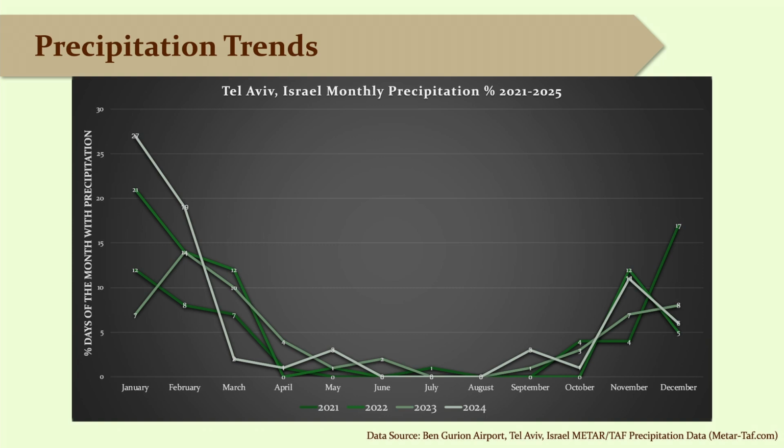Unfortunately, I could not find precipitation data from within the Gaza Strip, so I did find some precipitation data from Ben Gurion Airport in Tel Aviv, Israel, which is about 44 miles north of the Gaza Strip. So not exactly close enough to the Gaza Strip, but it would still give us an idea of what the regional precipitation trends looked like. And in Tel Aviv, Israel, you can see that in 2023 and 2024, the precipitation trends were relatively on par with what they looked like in previous years.